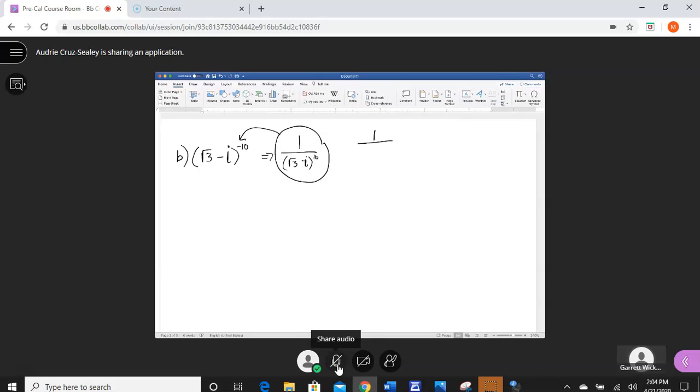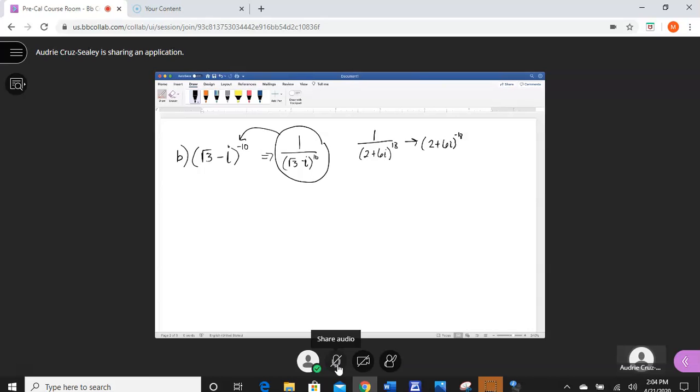So if your homework says 1 over 2 plus 6i to the 18th power, I would change it to 2 plus 6i to the negative 18th power. Because then Garrett made a great point. He said it's the same concept, and it is.